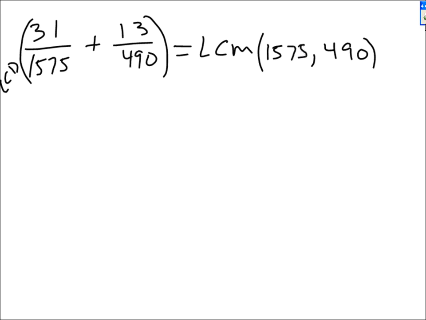Now, you really don't want to list down the 1575 table. You don't want to list the 490 table. You might have to list the 1575 table for the first 490 numbers. And if you think that's bad, you might have to list the 490 table for 1575 numbers. You don't want to do this. You want to use the factor trees.